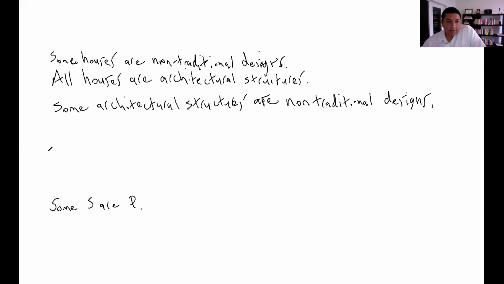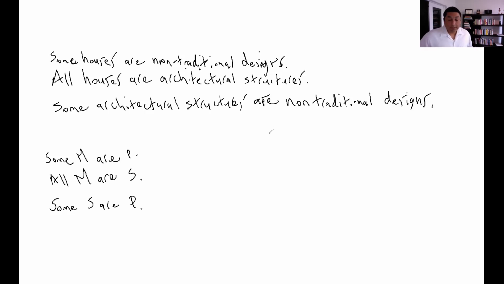And then the major premise is going to have the middle term first. So it's some M are P. And then the minor premise is going to be all M are S. Okay, so that's the second part.